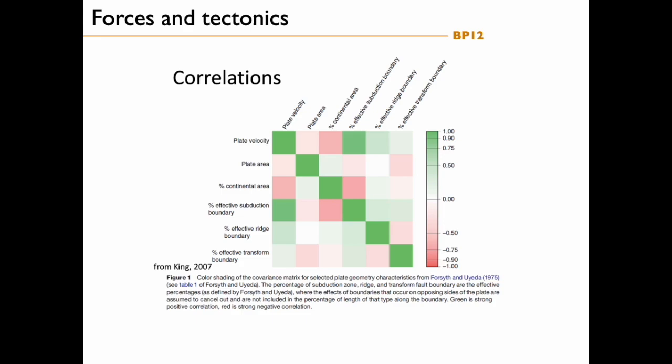So the whole data set is on this figure here, and these are the different parameters. You have the plate velocity, area, continental area, subduction boundary, ridge boundary, and transform boundary. And the color indicates the amount of correlation. Of course, each parameter correlates 100% with itself, but if you look at the correlation between the different parameters, you see the red spot and the green spot. These are the anti-correlation and the correlation between plate boundaries and parameters.